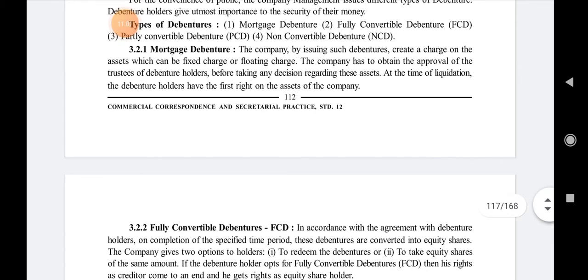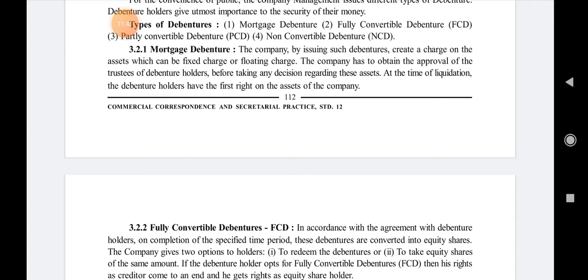First one is the mortgage debenture. The company, by issuing such a debenture, creates a charge on the assets which can be a fixed charge or a floating charge. Floating charge means that the charge is not fixed. The company has to obtain the approval of the debenture trustees of the debenture holder before taking any decision regarding these assets.